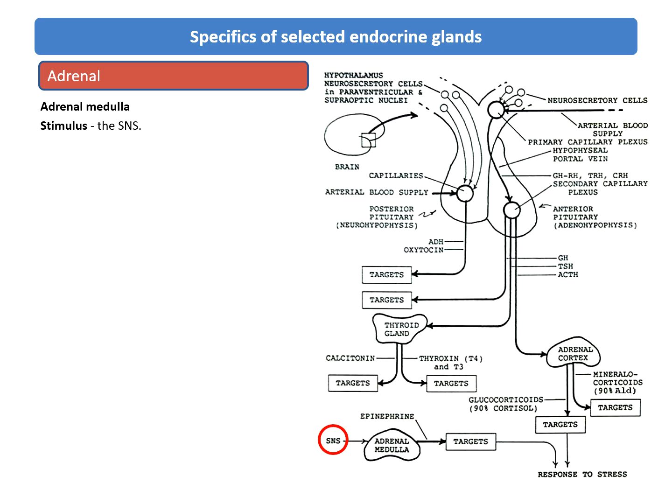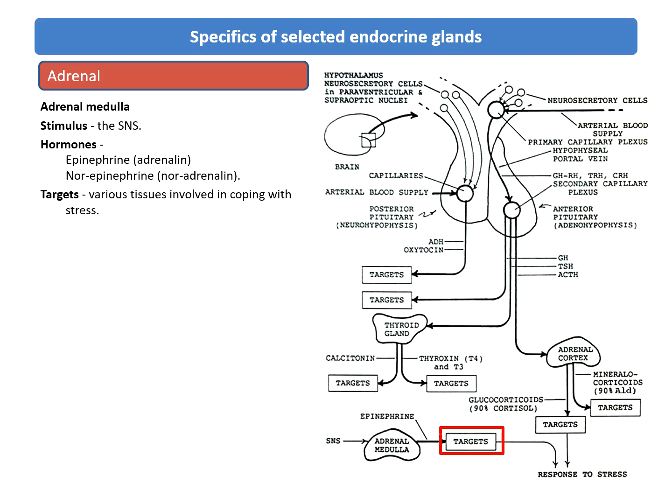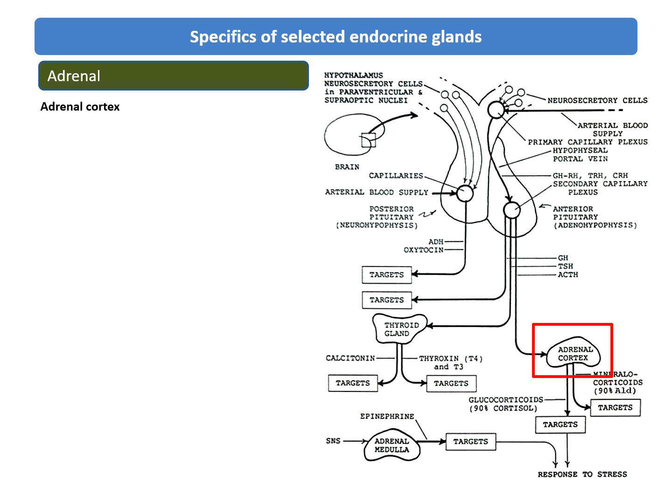Let's look at the adrenal medulla. The stimulus is the sympathetic nervous system. Hormones include epinephrine and norepinephrine. These are popularly called adrenalin and noradrenaline. The targets are various tissues that are involved in coping with stress. The action is to cope with the stress. We'll describe that under general function shortly.